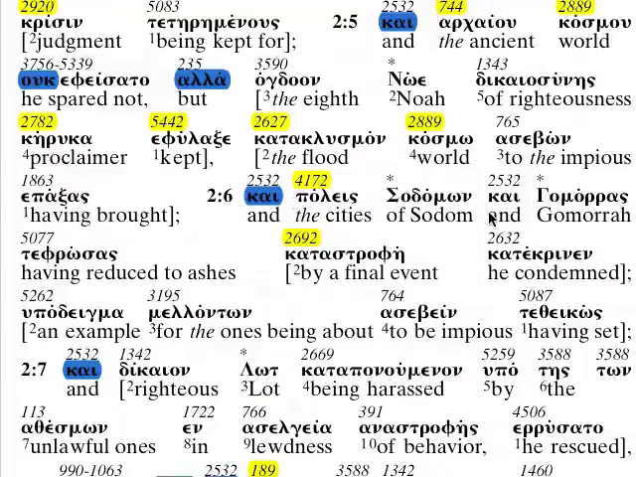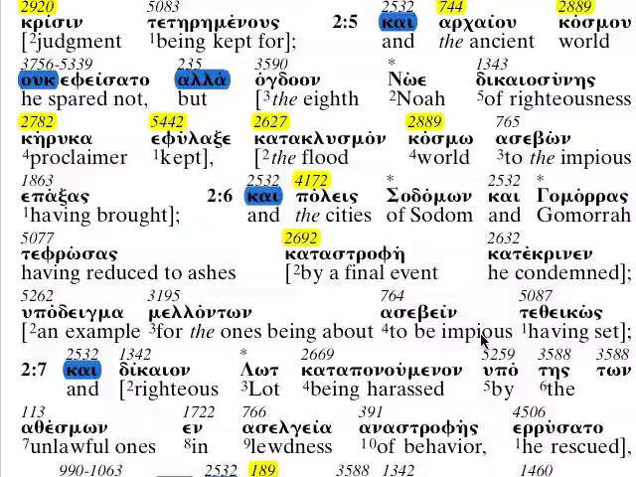Ke polis Sodomon, ke Gomoras, tephrosas, catastrophe, katekrinen, ipodigma melonton asavin, tethikos. And the polis, a metropolis of Sodom and Gomorrah, having reduced to ashes, he condemned by a final event. There should be a 1 there, and I missed that. Remember to fix that. 2:6. Having set an example for the ones about to be impious.